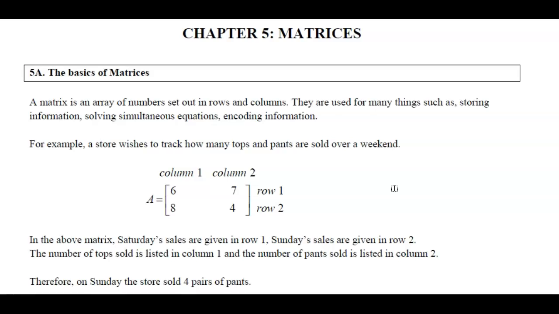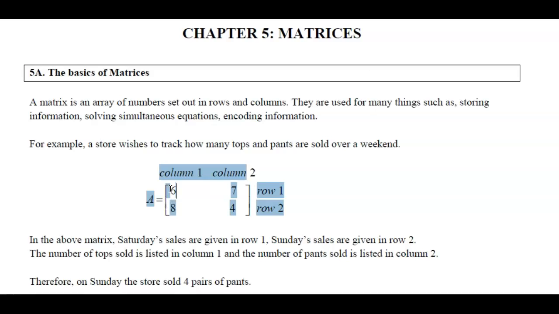First of all, we deal with columns and rows. You can see in this matrix here, the example is a store wishes to track how many tops and pants are sold over a weekend. Technically, instead of column 1, column 2, row 1, row 2, we should have tops and pants and the weekend, Saturday, Sunday. In the above matrix, Saturday sales are given in row 1. So row 1 is Saturday and row 2 is Sunday. And then our columns are tops, and then pants.